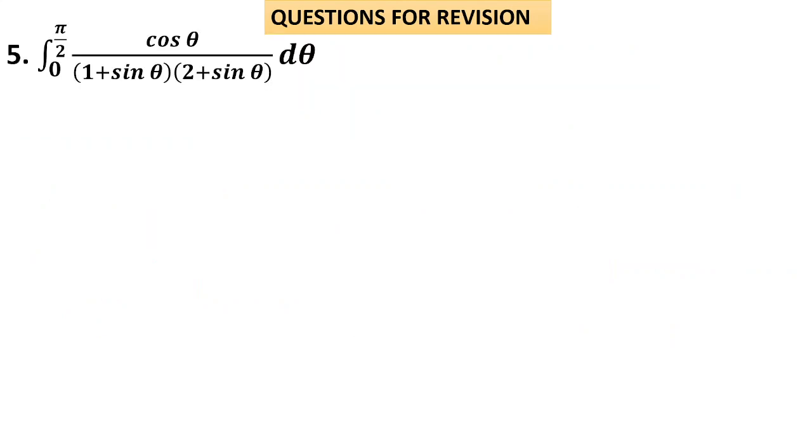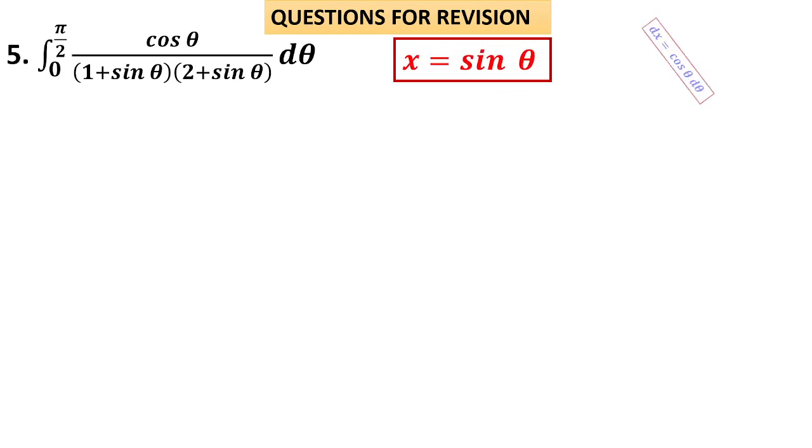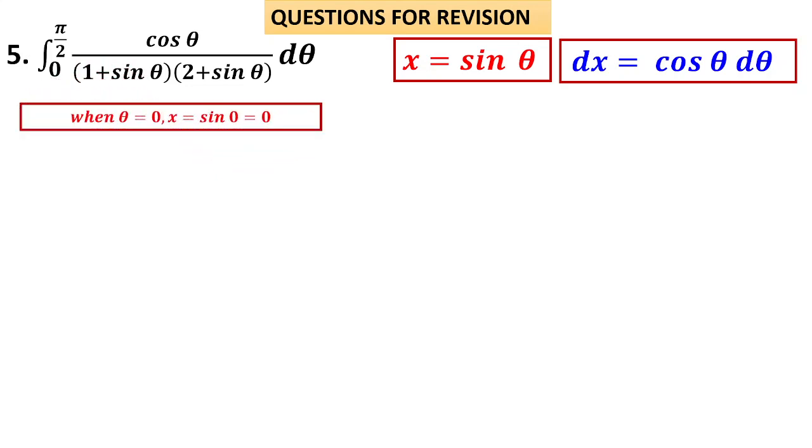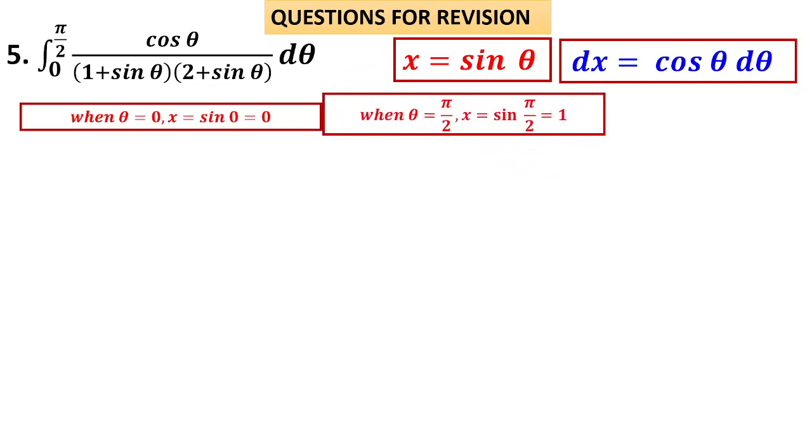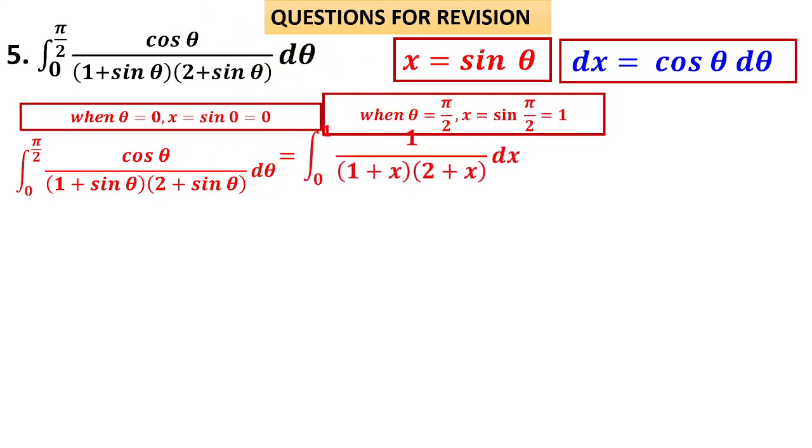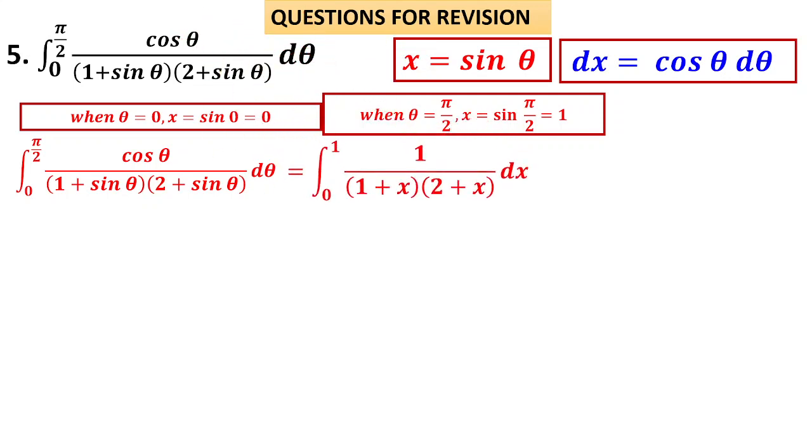Integral 0 to pi by 2 cos theta by 1 plus sine into 2 plus sine. By looking at this problem, let us try a substitution, because the differentiation of sine theta is inside. For x is equal to sine theta, dx is cos theta d theta, and when theta is 0, x is sine 0, which is 0. When theta is equal to pi by 2, x is sine pi by 2, which is 1. Therefore, the given problem will become integral 0 to 1 upon 1 plus x into 2 plus x.